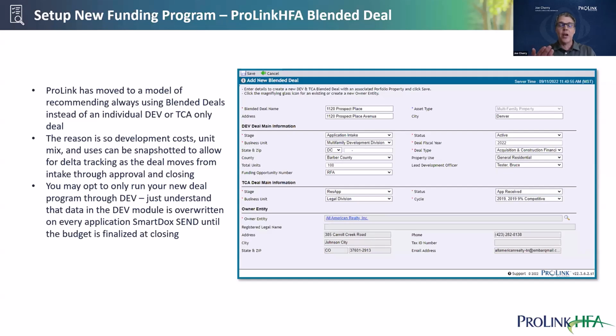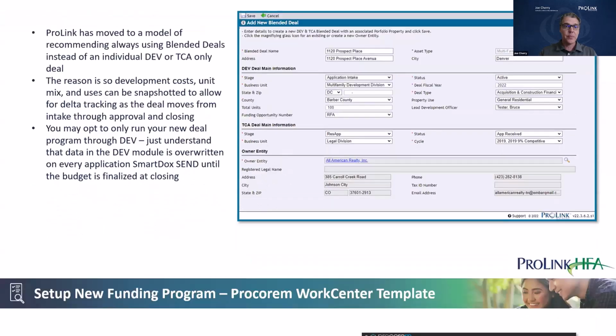And a lot of that is driven by snapshotting of our TCA stages. So if I want to see costs as they move over time, I want to use the snapshotting in my tax credit stages. In order to use that, I want to be able to connect that with a dev deal. And to do so, you use blended deal create.